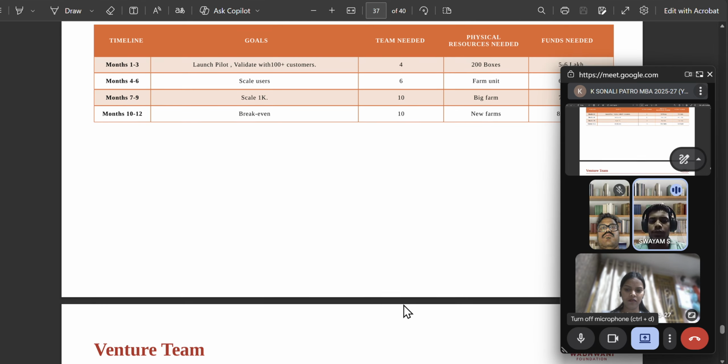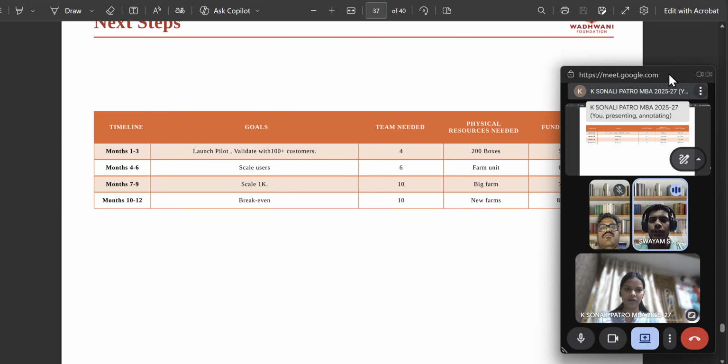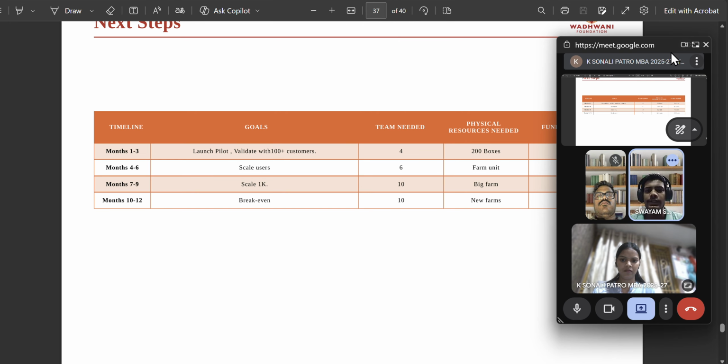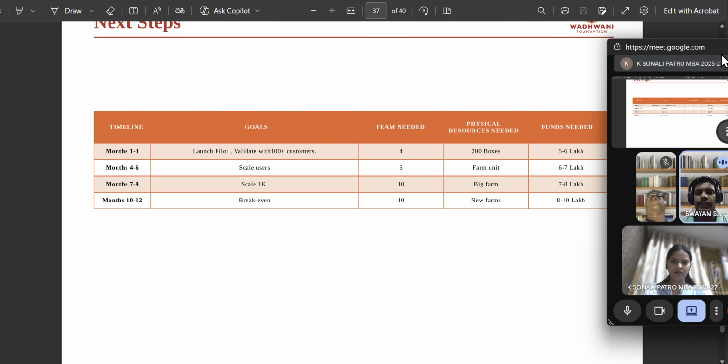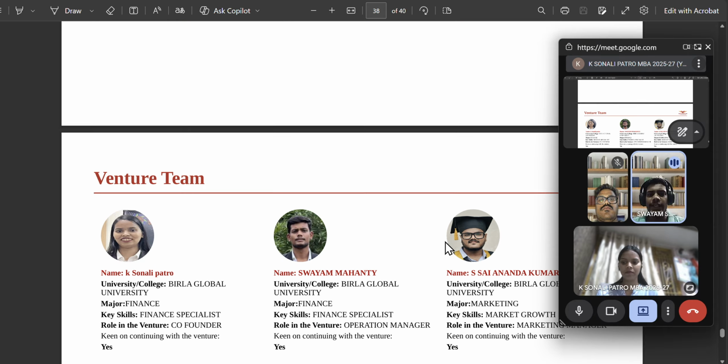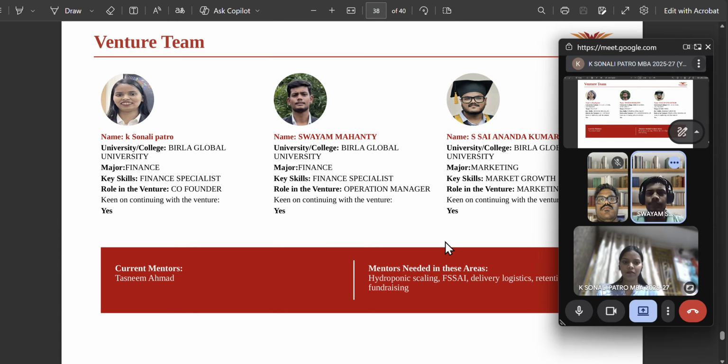From the first month to the third month, we plan a pilot launch with 100 plus customers, between 4 to 6 months we scale the user base, and between 7 to 9 months we expand to 1,000 customers. In 10 to 12 months we can achieve our break-even point. To execute this, we gradually increase team size, infrastructure, and investment. So this is our venture team, which we discussed earlier.